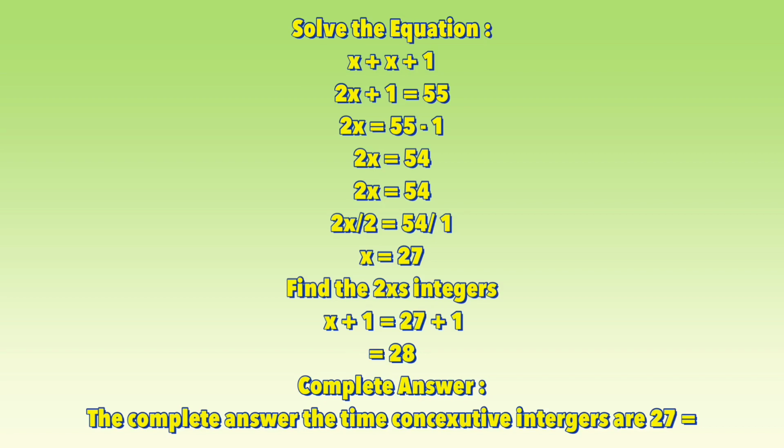So to check, x plus x plus 1 equals 55, 27 plus 27 plus 1 equals 55, 27 plus 27 equals 54 plus 1 equals 55, and 55 equals 55. Since the result is a true equation, therefore our answer is correct.